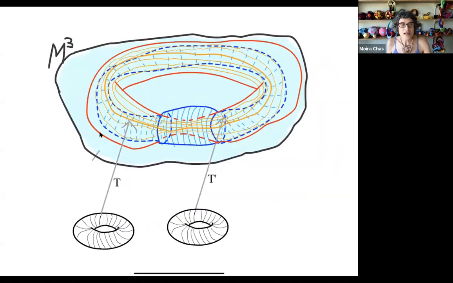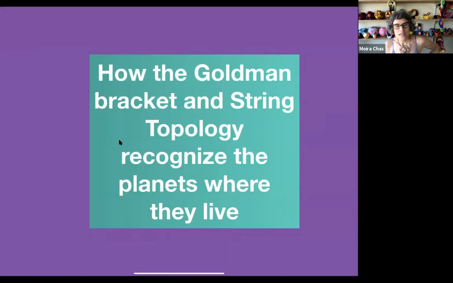So here I have another example. This is a more realistic one than the one I put before. Here I have two tori that go inside and out, and how they multiply.